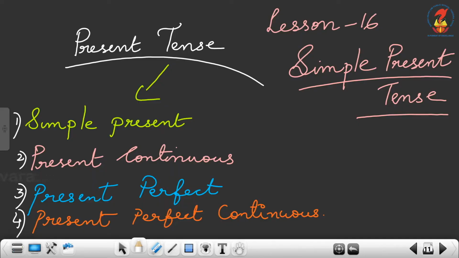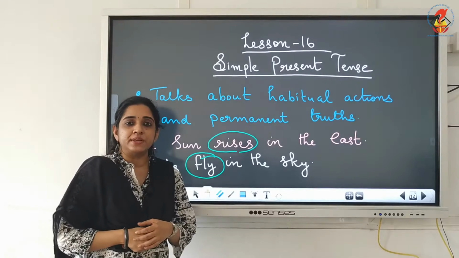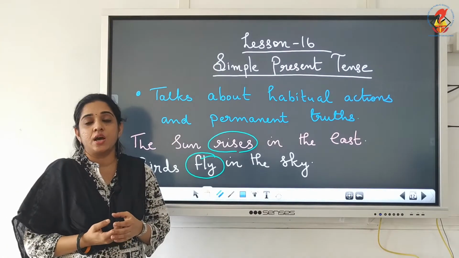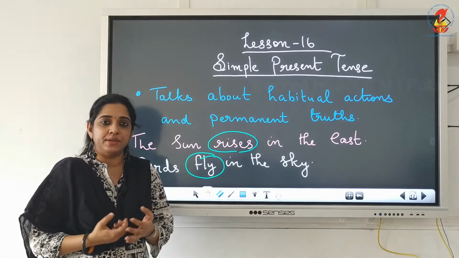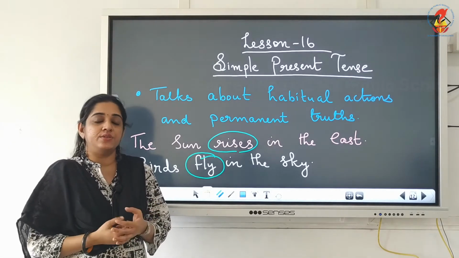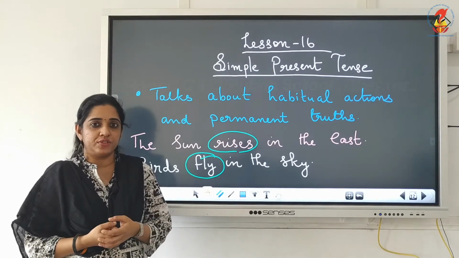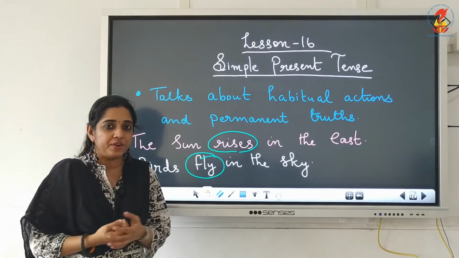Now, the next one, we are going to study in detail what we mean by simple present tense. Simple present tense usually means a habitual action or a universal truth. Habitual action means what? A habit. Like, I read newspaper daily. My father goes to office every day. All these are habitual actions. That means something which you do every day.